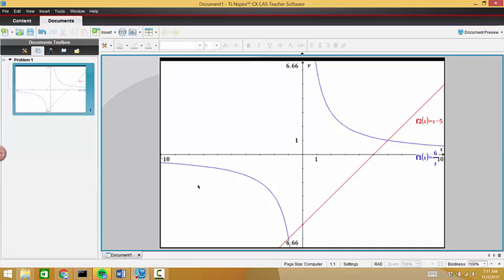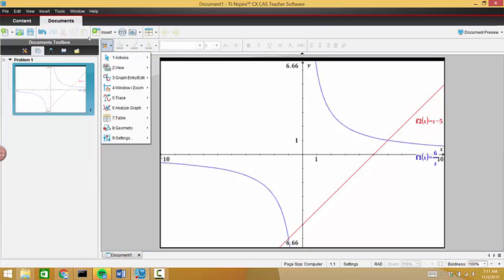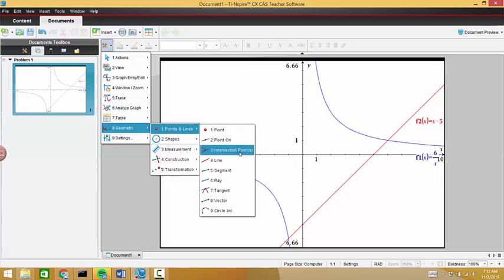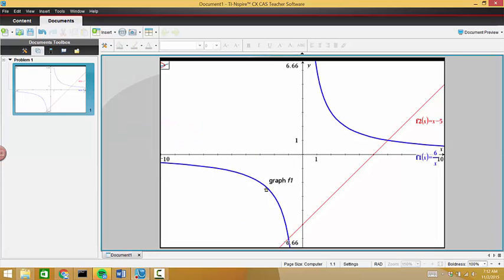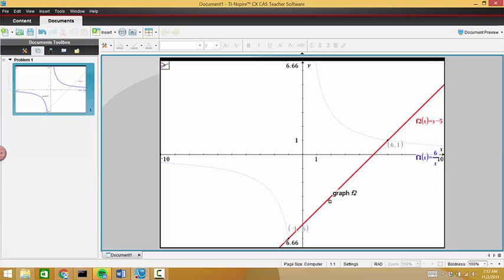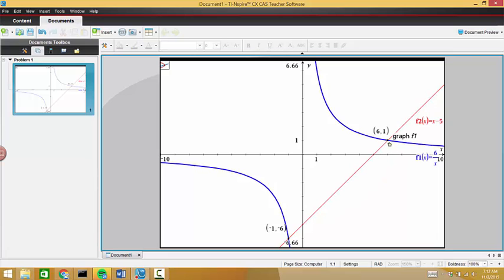Okay, so the next thing I want to do is go ahead and find what those values would be. So I'm going to go down to geometry, points and lines, intersection points. And then all you have to do is select the two graphs. So I'm going to select this blue graph here and the red graph, and as soon as I do that, you'll notice that it brings up those points. So one point is -1, -6, and the other point is 6, 1. So those are the solutions to that system, and we found them graphing.